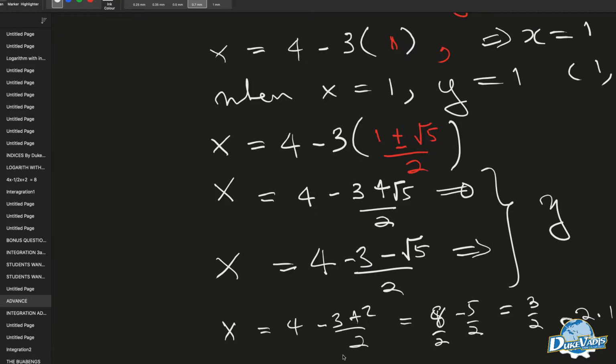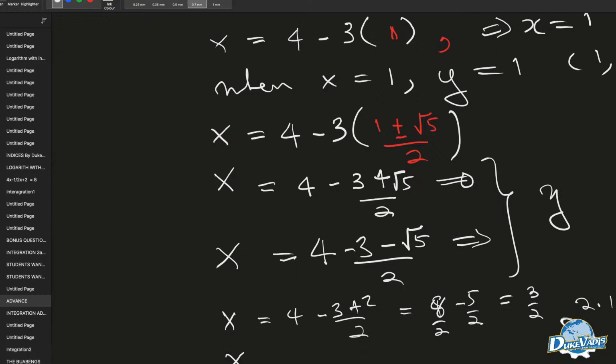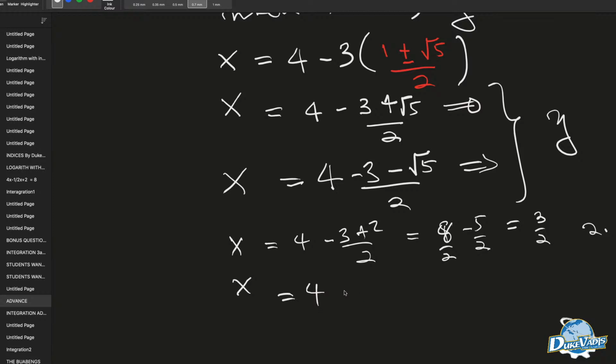And the other one is going to be 4 minus 3 times (1 minus 2) all over 2. So when we do that, the 1 minus 2 will give minus a half, so it's 8 over 2 plus 3 over 2. And this will give us 11 over 2. So now we know the values of x. So that is how we go about this equation.